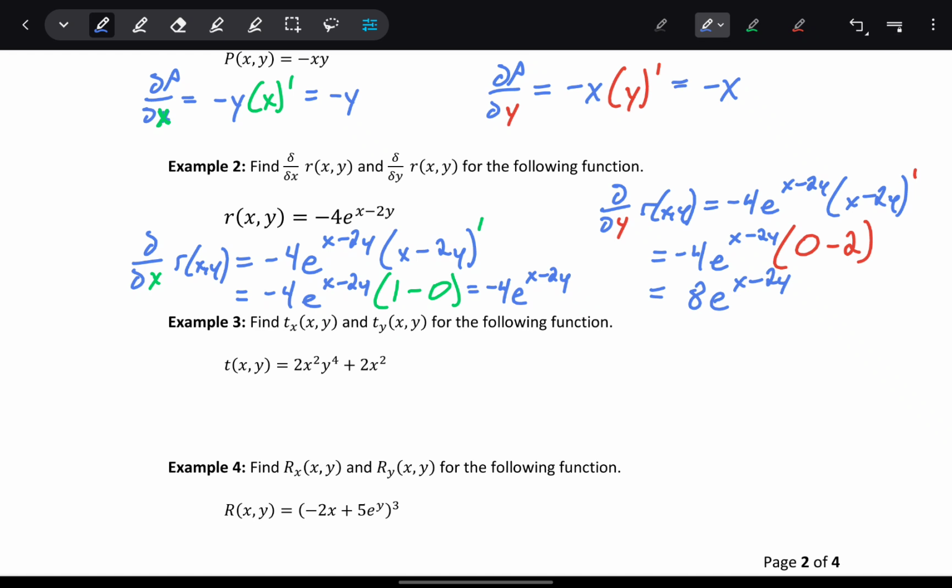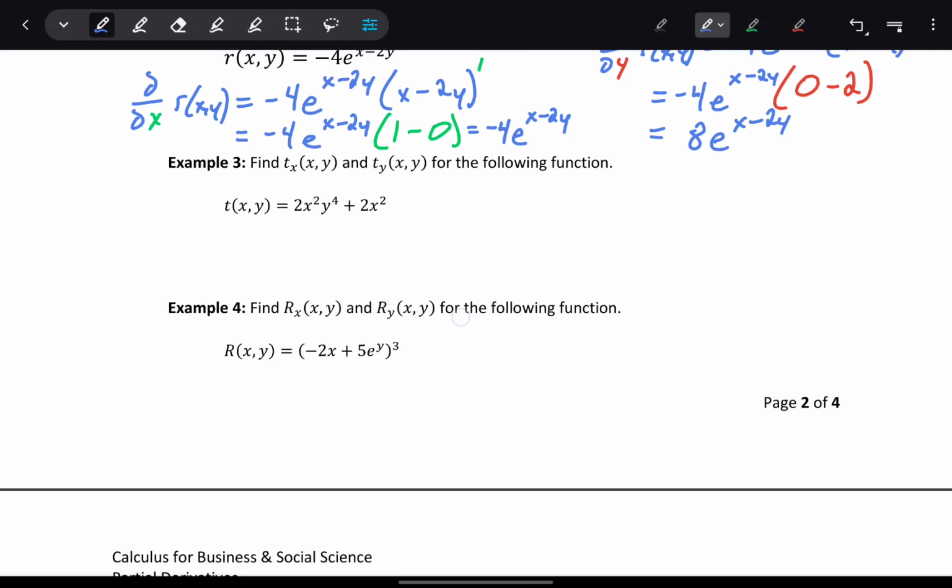It's very clear from the first two examples that whether we're differentiating with respect to x or differentiating with respect to y, we end up with different results. So again, we need to pay close attention to what we're being asked to find in each case. In example 3, we want to find t sub x, which means differentiate with respect to x.